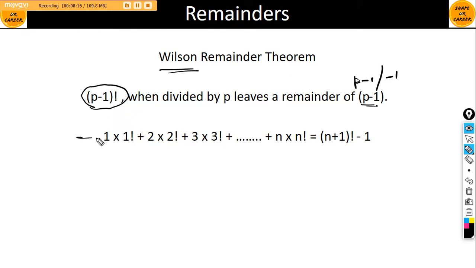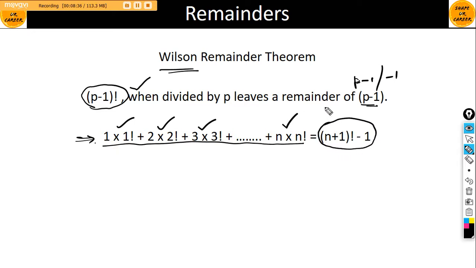Another theorem associated to the same which helps me to apply this particular concept is when there is a sum like this. So 1 multiplied by 1 factorial, 2 into 2 factorial, 3 into 3 factorial, so on up till n into n factorial. This is always equivalent to n plus 1 factorial minus 1. So it can be observed from here also.